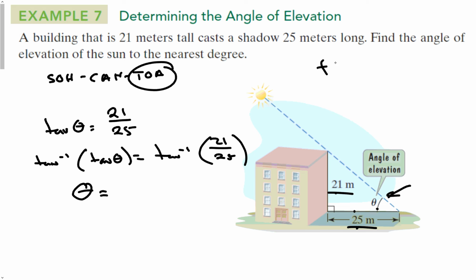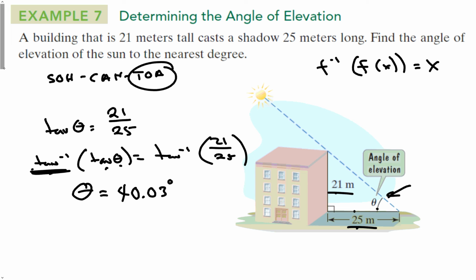Remember that f inverse of f of x was always just equal to x. So if I'm taking the tangent of that angle and then taking the inverse tangent, this outputs an angle. It's saying, what angle has a tangent of theta? Well, theta. So now we just need our calculator to calculate the inverse tangent of 21 over 25, and I get 40.03. And be sure that my angle is in degrees.